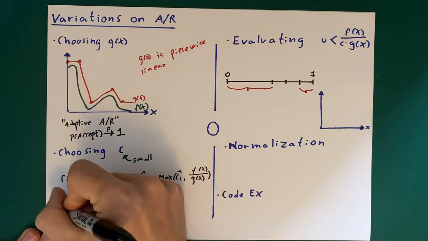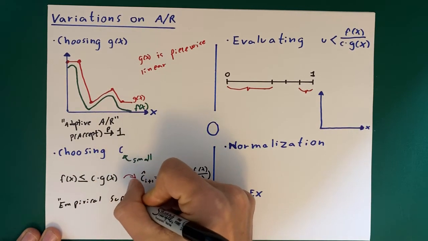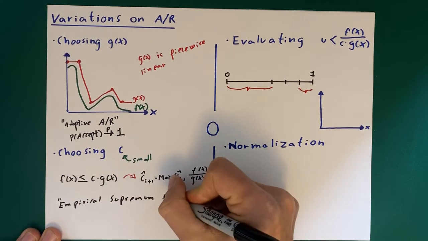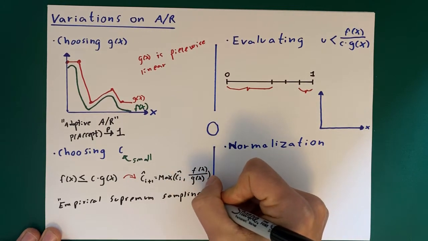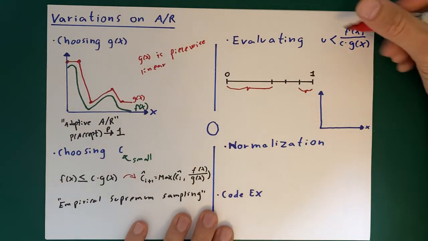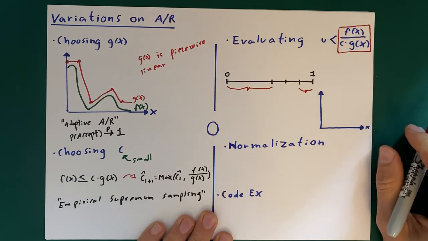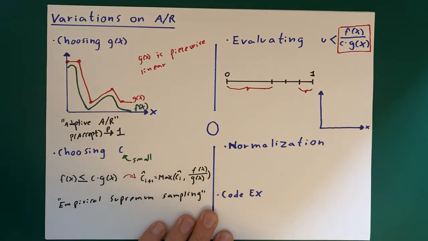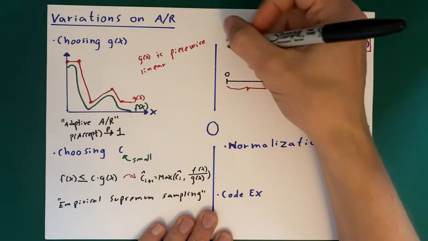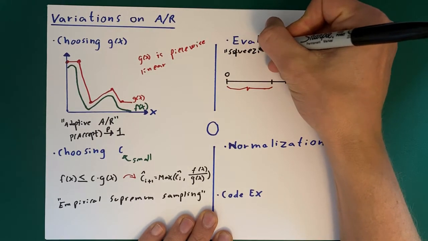That's called empirical supremum sampling. Okay, so that's two solutions to two problems. Another quite common problem is what if evaluating this expression here is slow, it's computationally expensive? Well, there's a solution for that as well, and it's called squeezing. We'll see why in just a second.